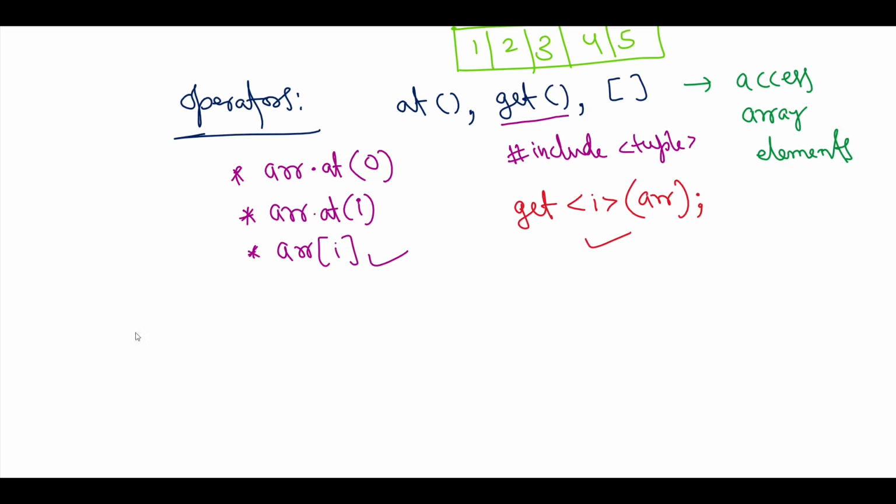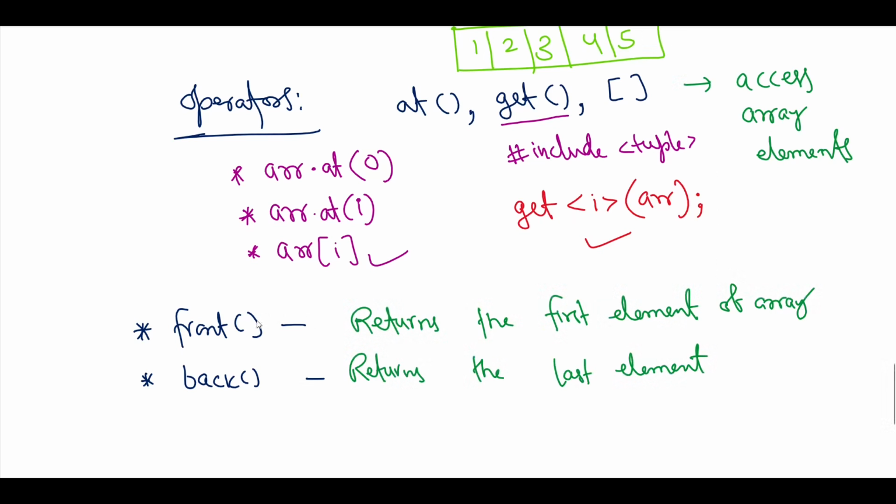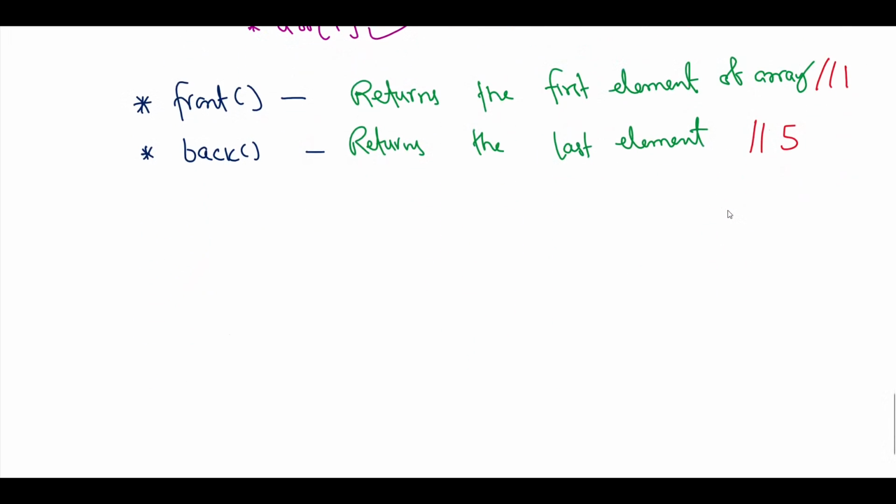Now other than this we have some other functions like front or back. So this front element returns the first element of the array and back returns the last element of the array. So in this case, this front is going to return 1 and this back is going to return 5 because this is the first element and 5 is the last element. Alright. There are some other functions.